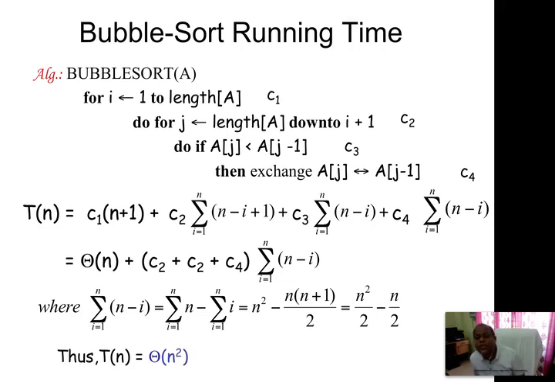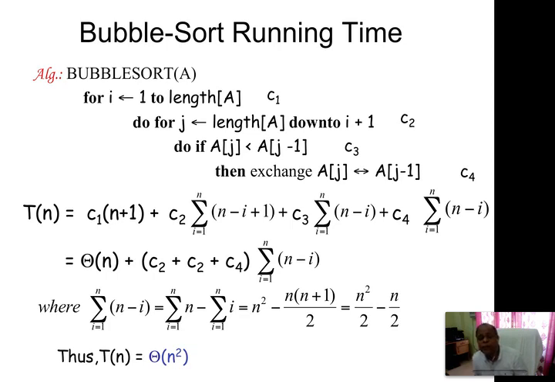Now for the C3 case, it will be just 1 less than that, because the condition will fail once and it will not enter inside the loop. Hence C3 into summation of I from 1 to n minus I. Similarly for the C4 instruction, how many times will C4 run? It is a summation of I from 1 to n minus I. Is this clear?